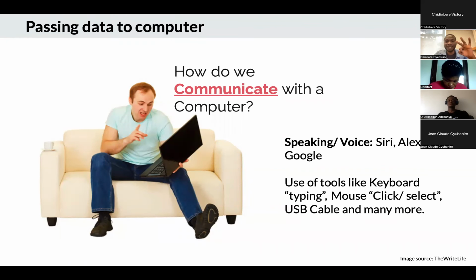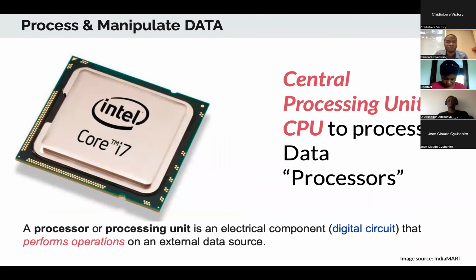So that three thing is very important. If you're not picking anything out of today's class, I want you to pick that out. We pass information to the computer. The computer is going to process that data we pass to it, and it's going to give us something out. So now let's look at the next thing: how does a computer process something?